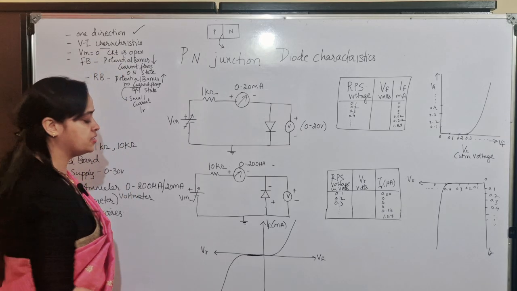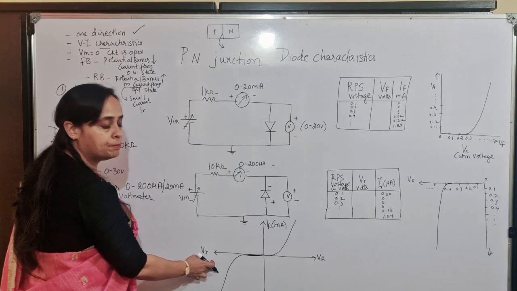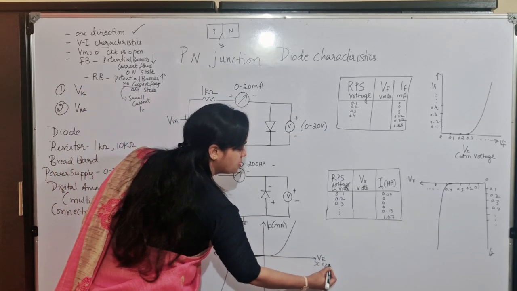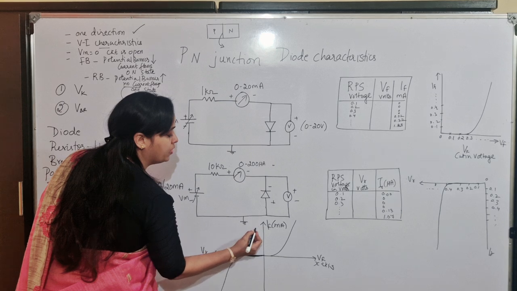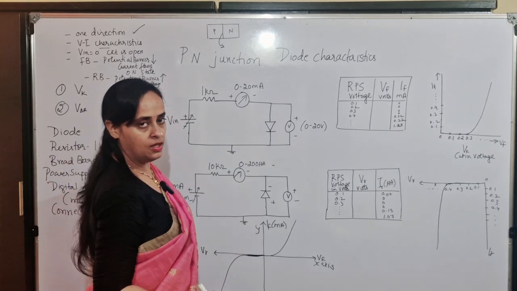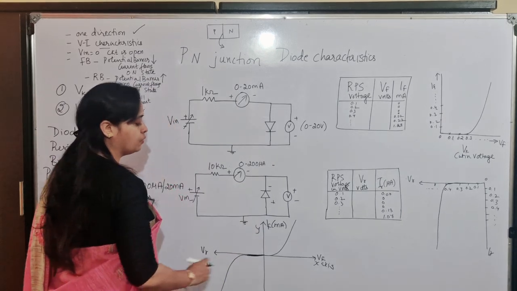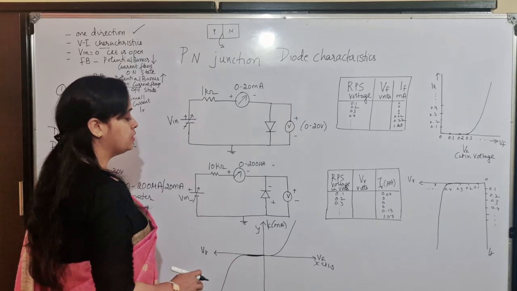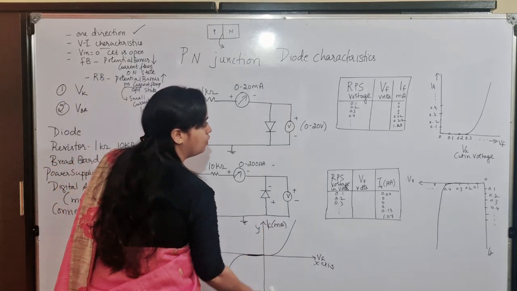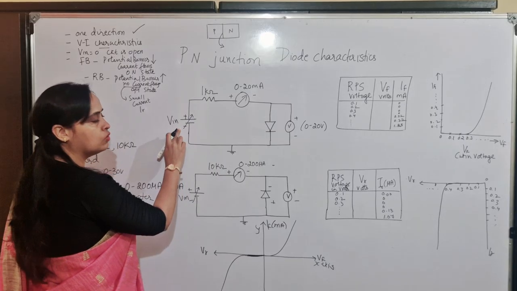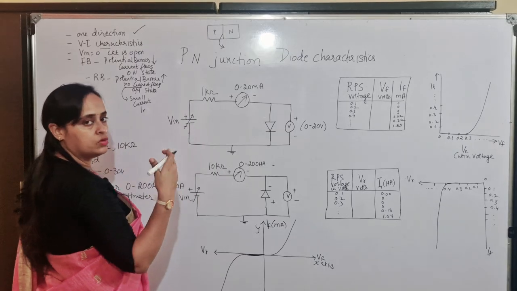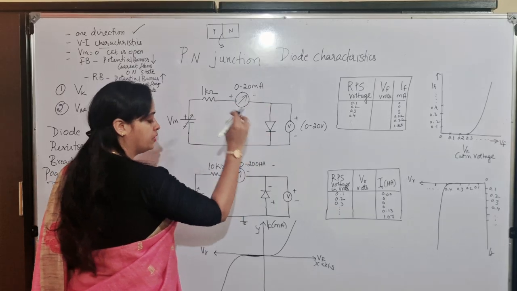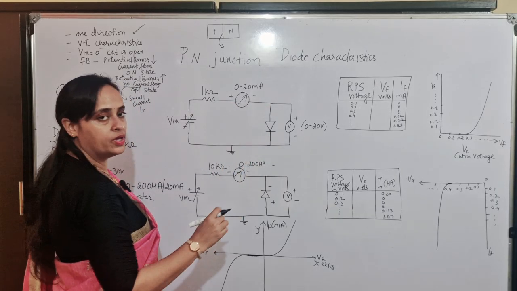What is VI characteristics? It is a curve obtained when voltage is plotted along x-axis and current is plotted along y-axis. The curve obtained with this condition is known as VI characteristics. That means the graph is plotted for applied voltage. Whatever the voltage has been applied, current which is passing through the diode. So this is how VI characteristics.